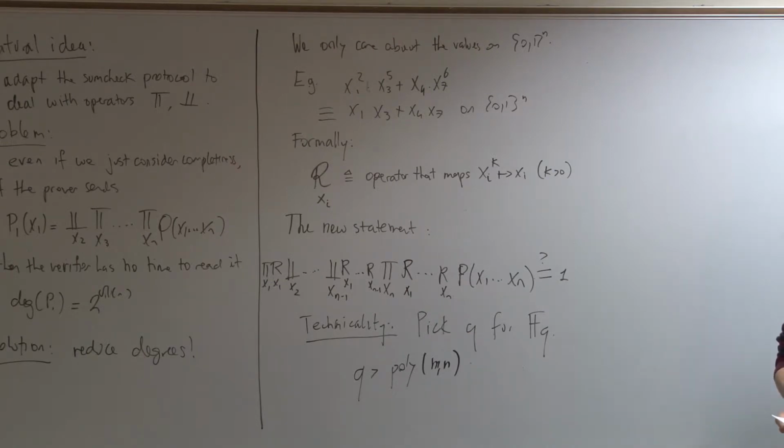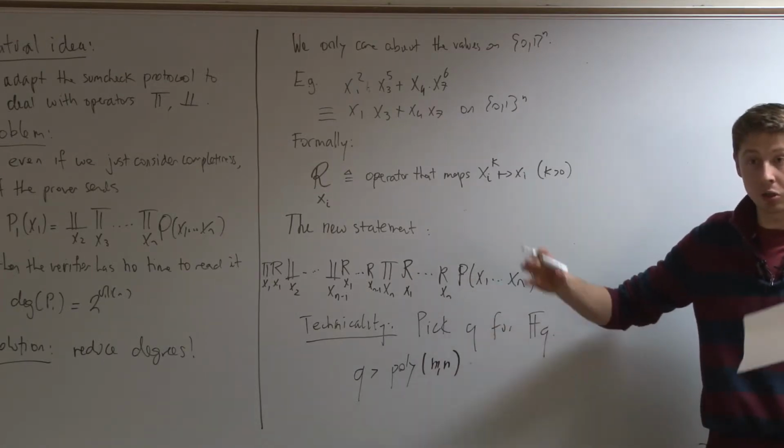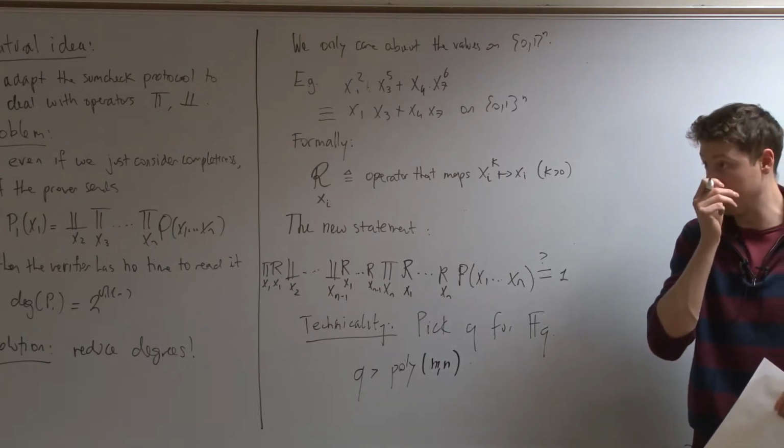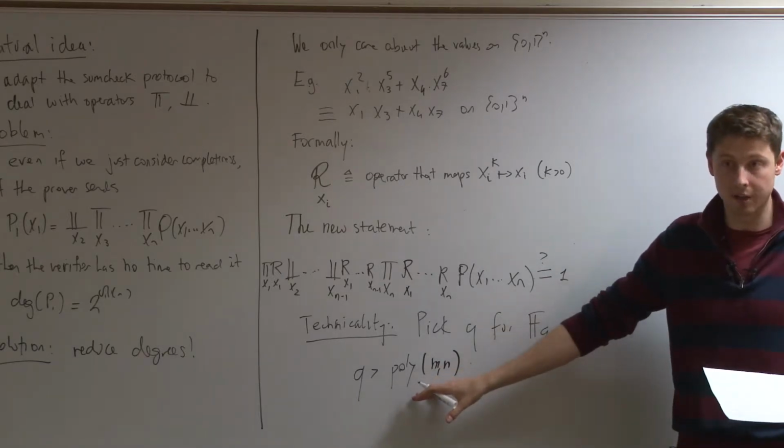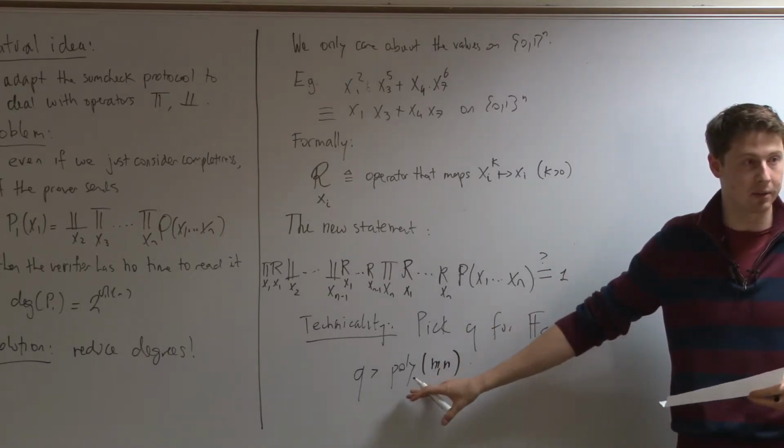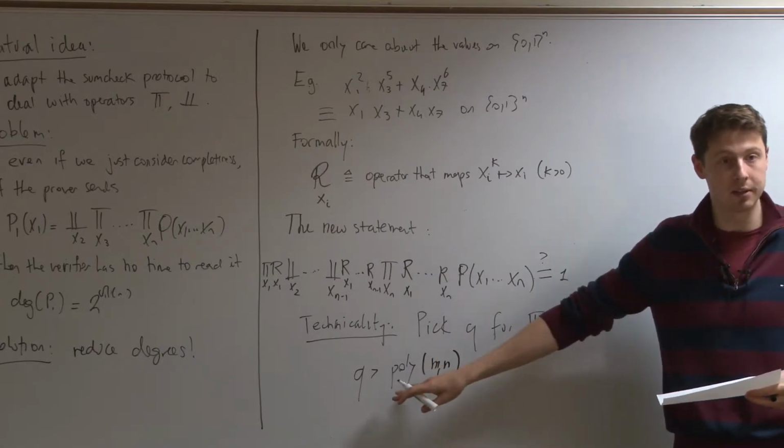In the sum check, it was good enough to take it to be exponential, and it wasn't a problem for us. But just curiously, we can actually take a Q this time that's exponentially smaller. It's not clear right now why, because I haven't stated the soundness statement, but we'll see later that this is what we need.